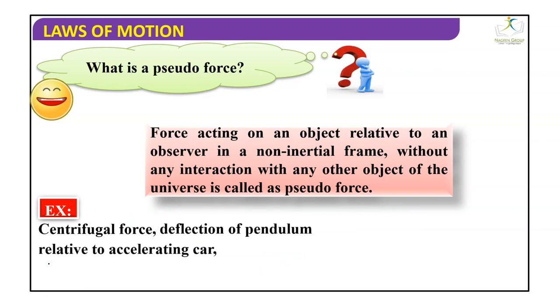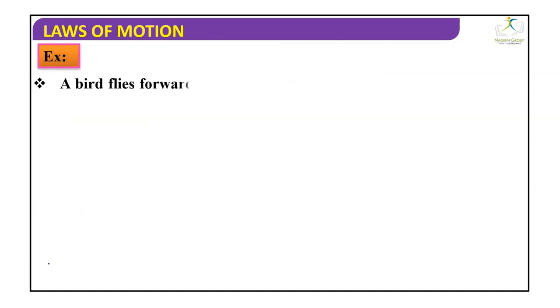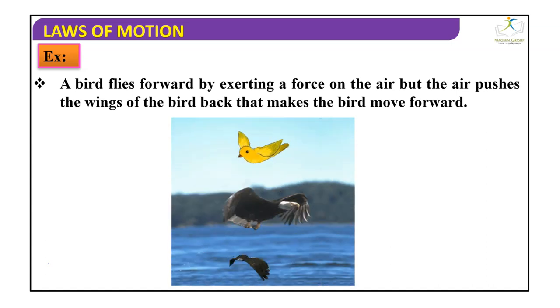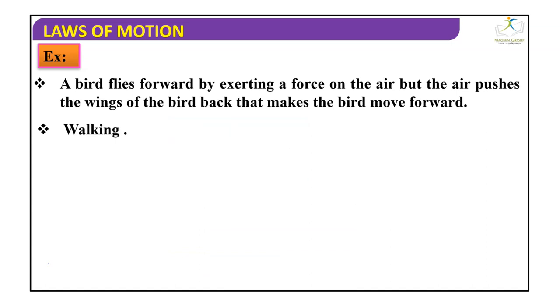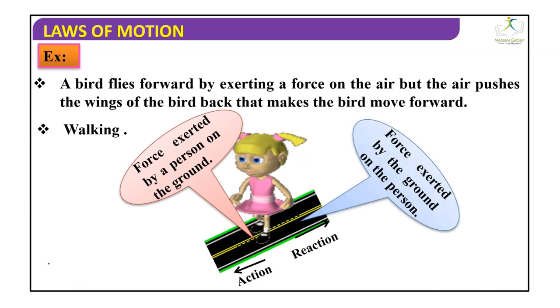Other examples: deflection of a pendulum relative to an accelerating car, and the gain or loss of weight experienced in an accelerating elevator. A bird flies forward by exerting a force on the air, but the air pushes the wing of the bird back, which makes the bird move forward. Walking: force exerted by a person on the ground, and force exerted by the ground on the person. This is the action and reaction.